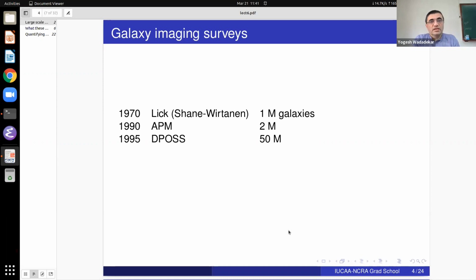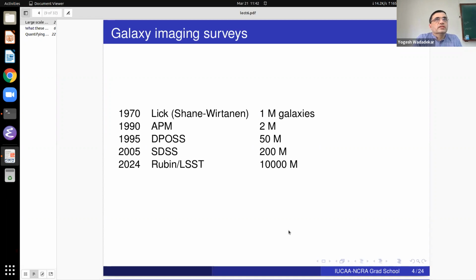DPOSS and the earlier digitizations with an APM machine were available on CDs. DPOSS was, I think, the first one that also quickly became available not just on CDs but on the internet. So this truly was the start of internet data downloads in astronomy. By 2005, the Sloan Digital Sky Survey had completed its first iteration, and now we suddenly had 200 million galaxies. By 2024, we will take another leap.